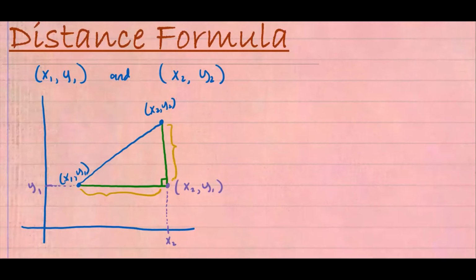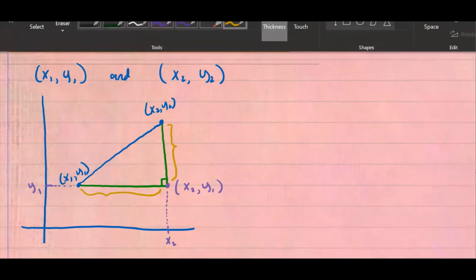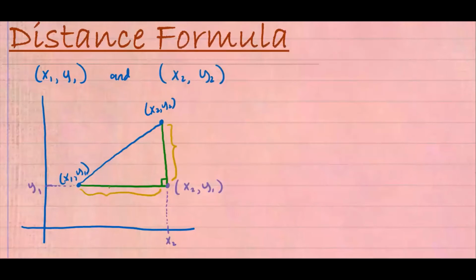So this, the horizontal length, we can simply find it by subtracting the two x coordinates. So this can be given by x2 minus x1. And the vertical direction, that length, that can be found by doing y2 minus y1. And we need to figure out what this distance is. So call that a question mark.